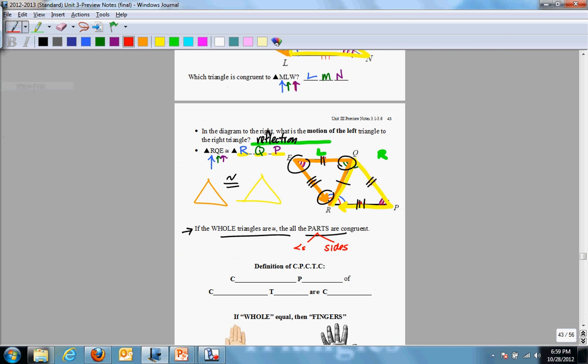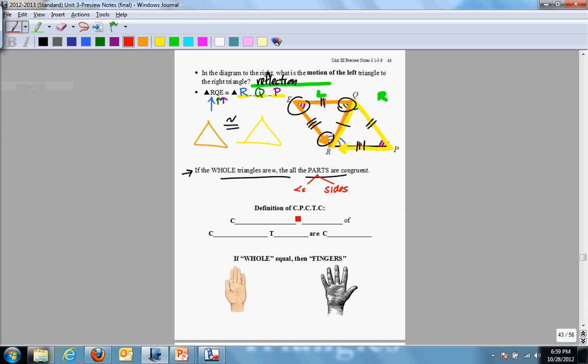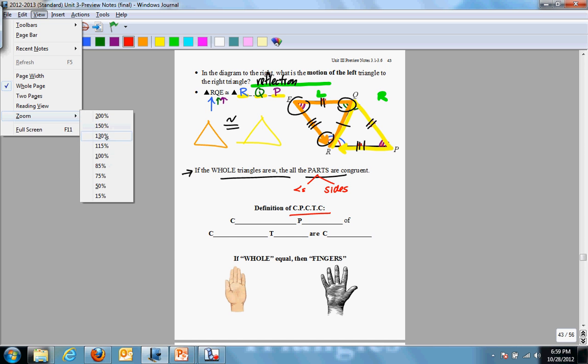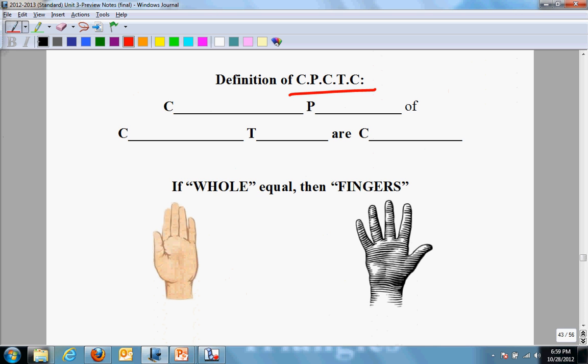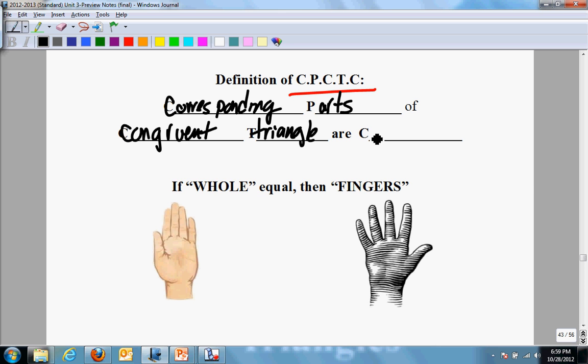There's a fancy name for this concept. It's CPCTC. We want to write this out. It is corresponding parts of congruent triangles are congruent. Corresponding parts of congruent triangles are congruent. So if the triangles are congruent, all the parts are congruent.